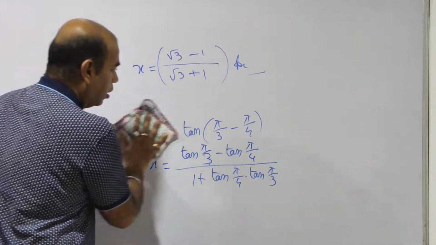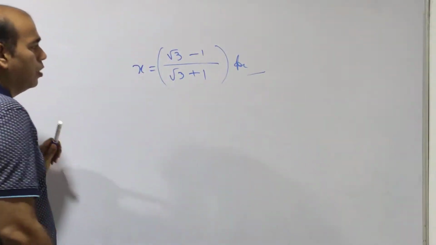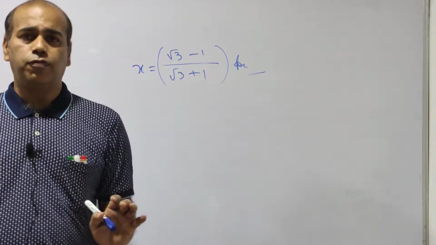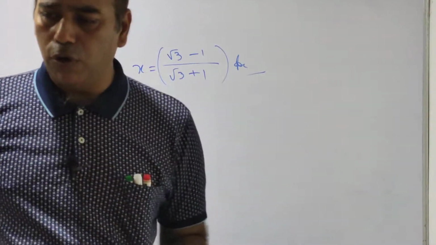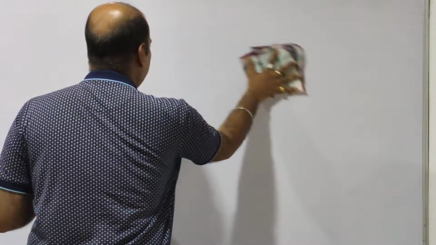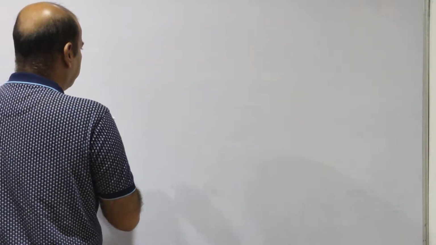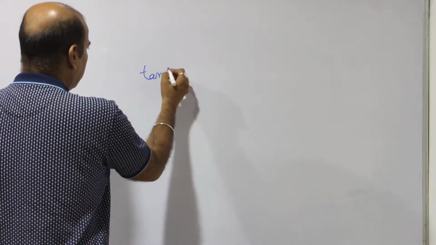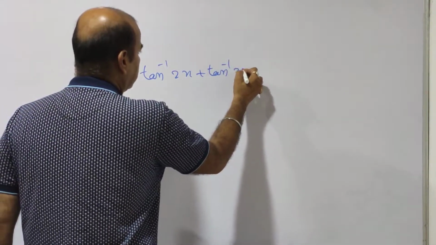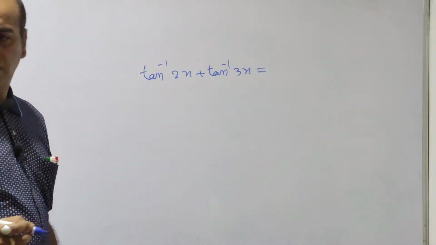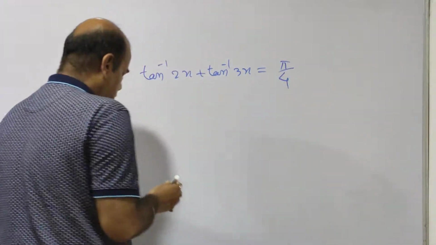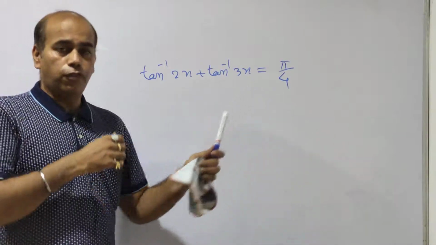So students, solving question, this is one of the very important questions. One first question I have done for solving. Let me move to some more questions of solving. A very important question. This question has come in the board examination. Tan inverse 2x plus tan inverse 3x equals pi by 4. Now they are asking solve for x.